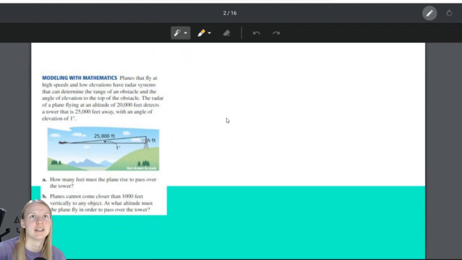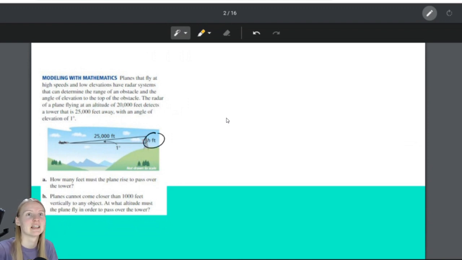Alright, this problem says, planes that fly at high speeds and low elevations have radar systems that can determine the range of an obstacle and the angle of elevation to the top of the obstacle. The radar of a plane flying at an altitude of 20,000 feet detects a tower that is 25,000 feet away with an angle of 1 degree of elevation. So the first part of the question is, how many feet must the plane rise to pass over the tower? And that's the h there that they're asking for.